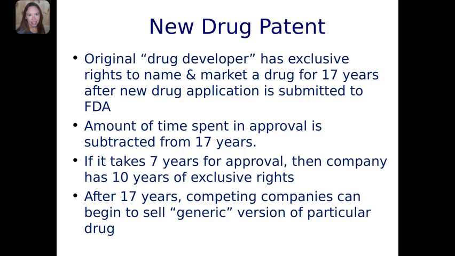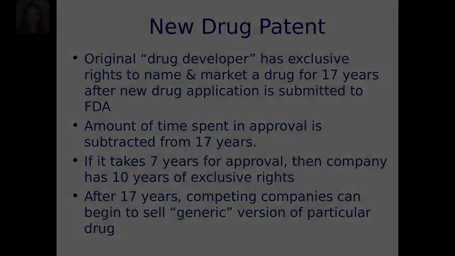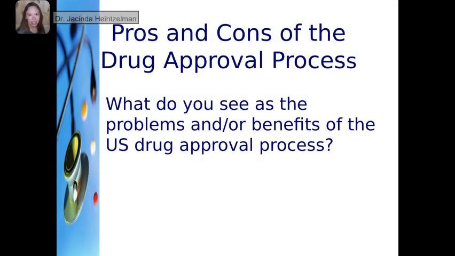After the total of 17 years, competing companies can begin to sell generic versions of the particular drug. So if you're ever wondering why in the world it takes so long for the generic version to come out, well, now you know it is a timely process and there are rules and regulations.